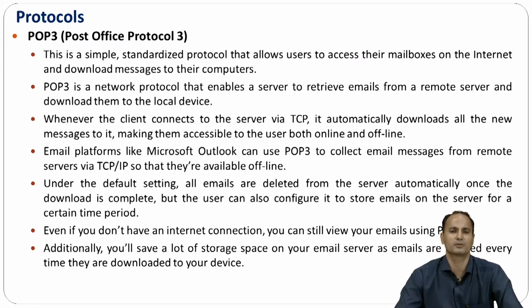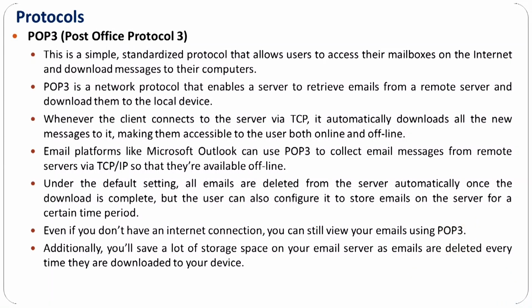Email platforms like Microsoft Outlook can use POP3 to collect email messages from the remote server via TCP/IP so that they are available offline. Under the default setting, all emails are deleted from the server automatically once the download is complete, but the user can customize it so that they will not get deleted. Even if you don't have any internet connection, you can still view your emails using POP3. Additionally, you can save a lot of storage space on your email server, as emails are deleted every time they are downloaded to your device.